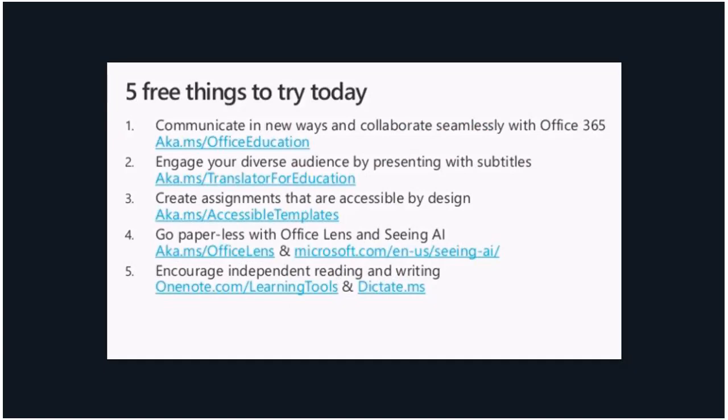Five free things to try today. These are the URLs for you to try today. Go to aka.ms/office education, translator for education, accessible templates, Office Lens, Seeing AI. So these are all the links that I've talked about today, once again in one go, and OneNote learning tools in case you don't have it till now.